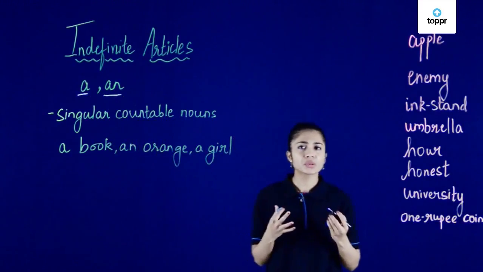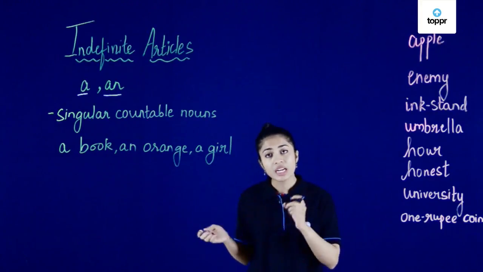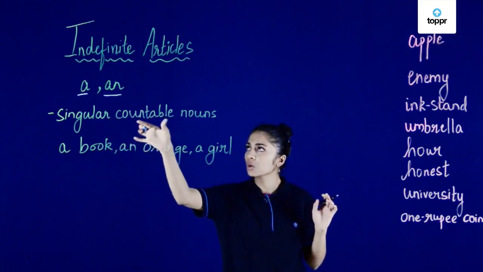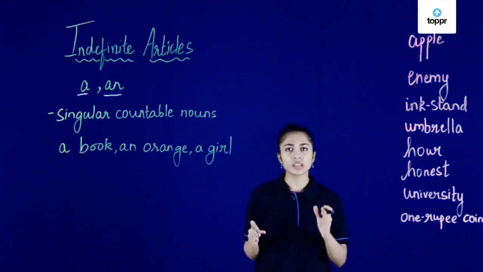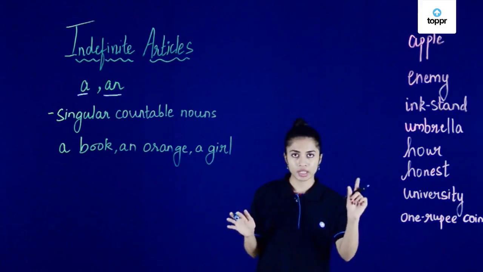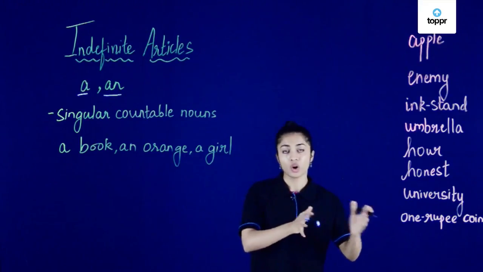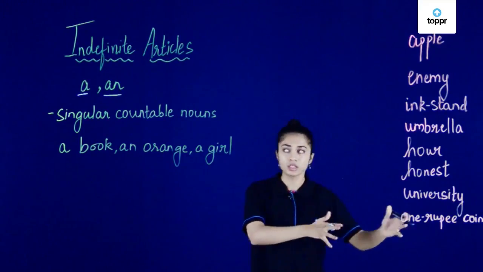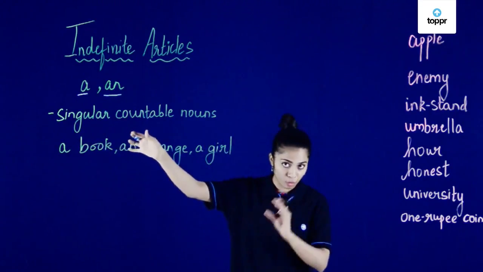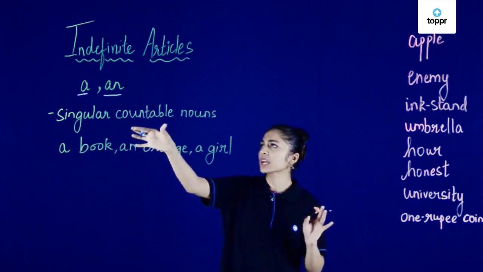And when do we use these indefinite articles? We use them before singular countable nouns. I've written that here, singular countable nouns. So singular nouns are nouns that refer to one thing or a person, and plural nouns on the other hand refer to more than one thing or more than one person. So the noun that we use the article before should be a singular noun, and it should also be countable.